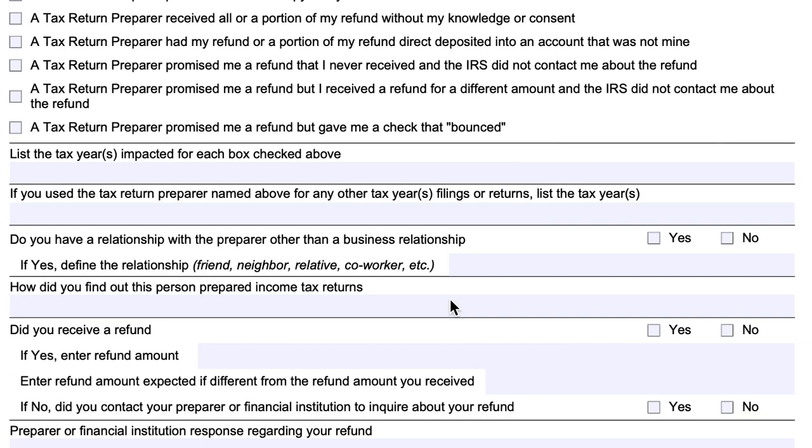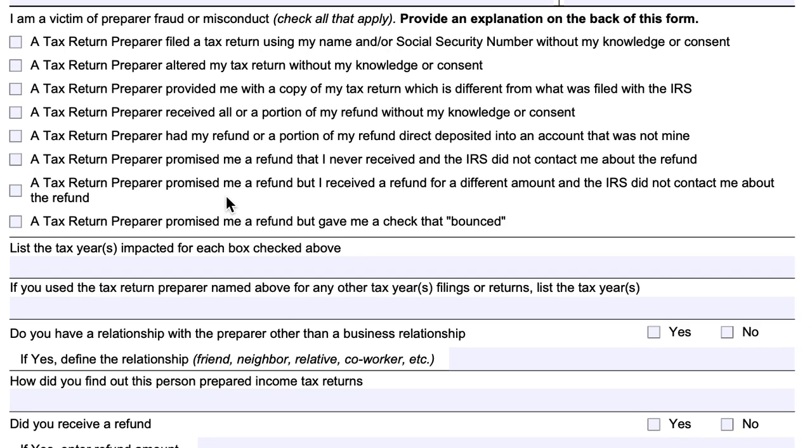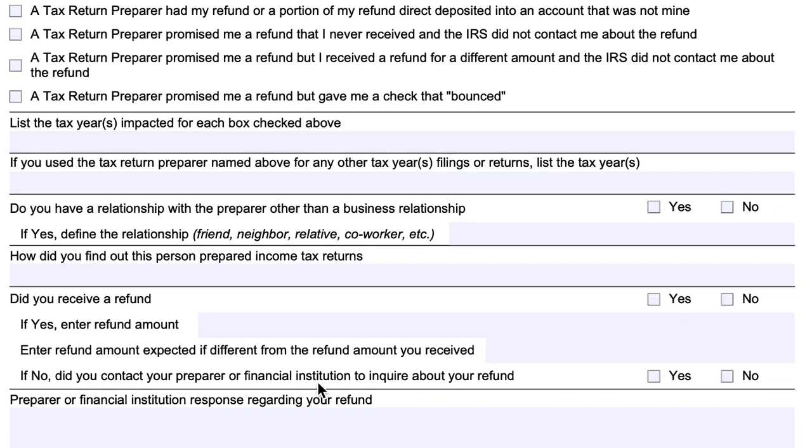So below this, you're going to list the tax year or tax years that were impacted for each box checked above. And if you use the tax return preparer for any other tax years or filings or returns, then list those tax years as well. Do you have a personal relationship with a tax preparer? A lot of times tax fraud happens with friends, neighbors, relatives, co-workers, things of that nature. How did you find out about this person?